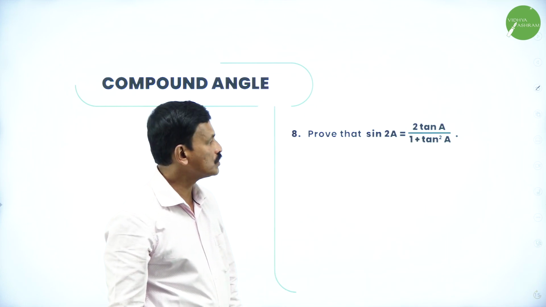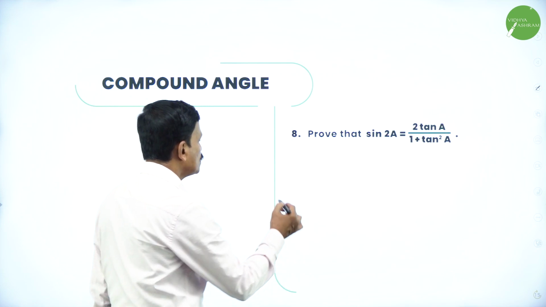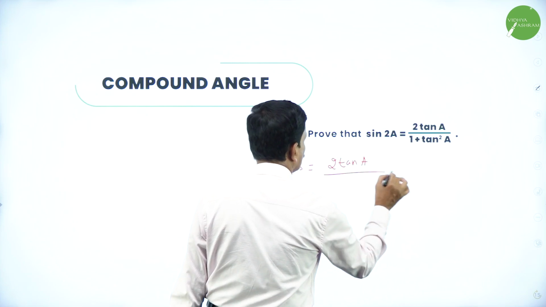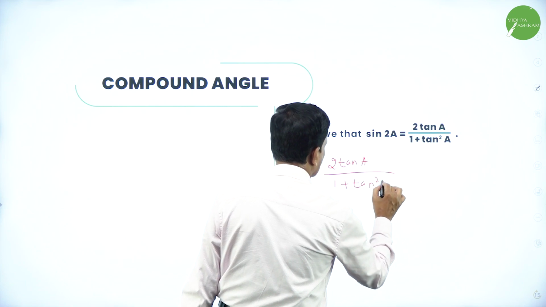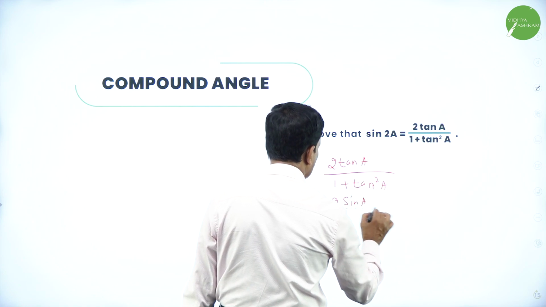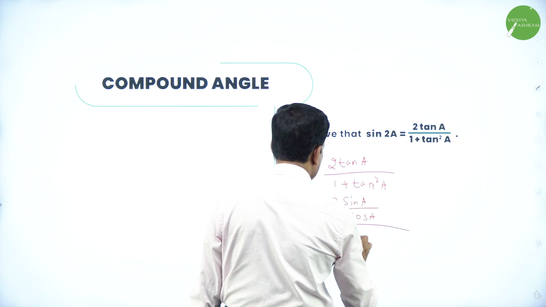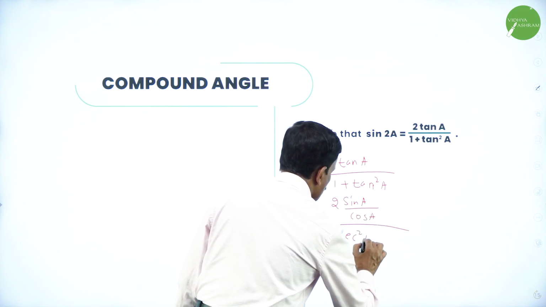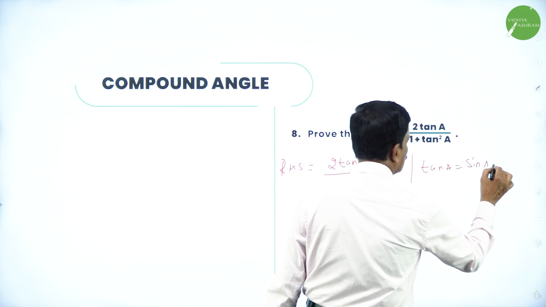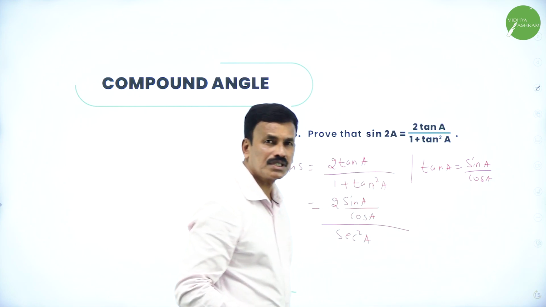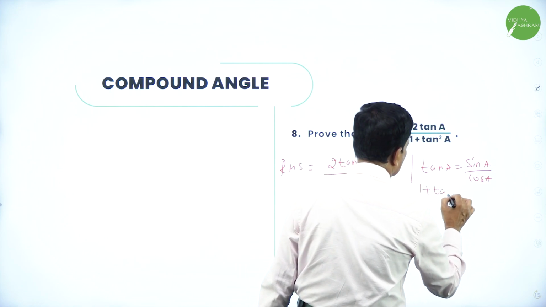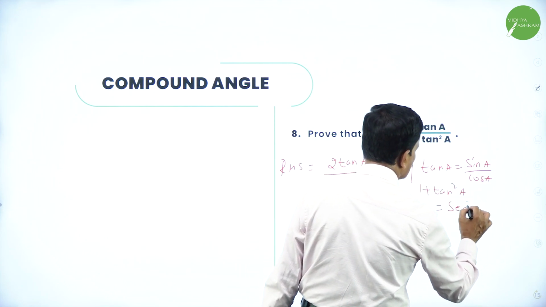Prove that sin 2a is equal to 2 tan a divided by 1 plus tan square a. So this can be solved by taking the RHS. Take RHS, 2 tan a divided by 1 plus tan square a. Now tan a can be written as sin a divided by cos a. What is tan a? Sin by cos. You know, tan a can also be written as sin a divided by cos a, the quotient relation. And 1 plus tan square a is equal to secant square a, from the identity.